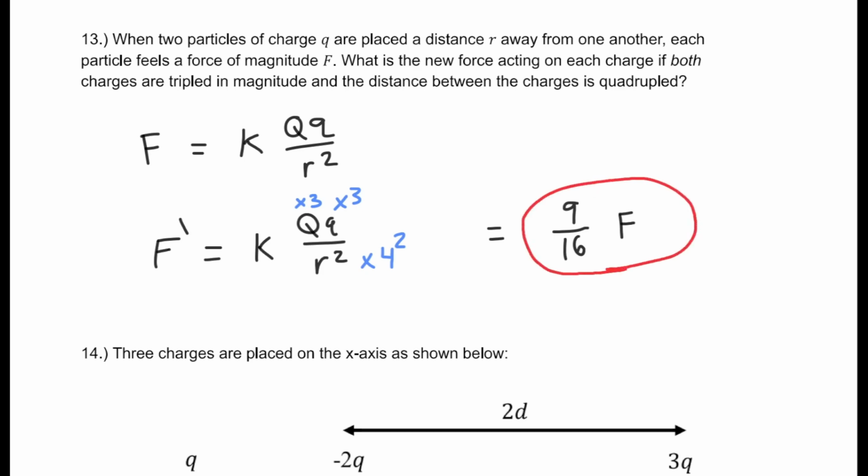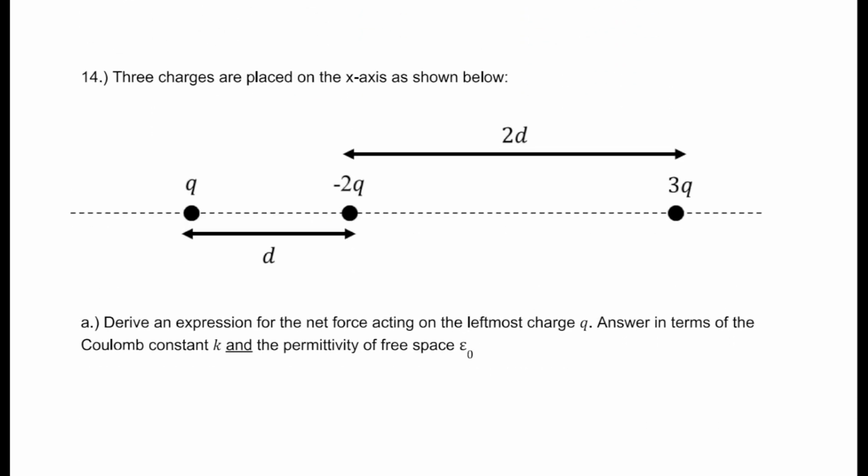There's many other ways of doing it. I like this sort of multiplier approach. So now we have a classic Coulomb's law setup where we have charges on a line at different distances, and we want to find the net force on one of the charges. So in this case, we want to find the force on the leftmost charge.